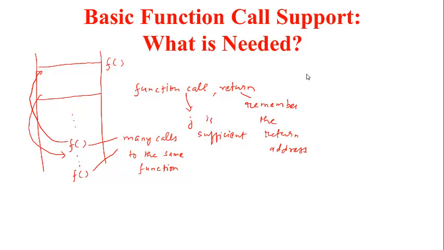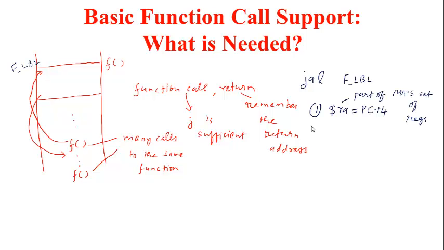In order to remember the return address at the point of calling, MIPS has a specific instruction for this. It's called JAL, which stands for jump and link. So you do JAL and label in assembly language, where the label is the starting point of the function. Now this JAL instruction does two things. One is it assigns PC plus 4 to a register, a special register $RA, which is part of the MIPS 32 set of registers, and it also does the jump and link.